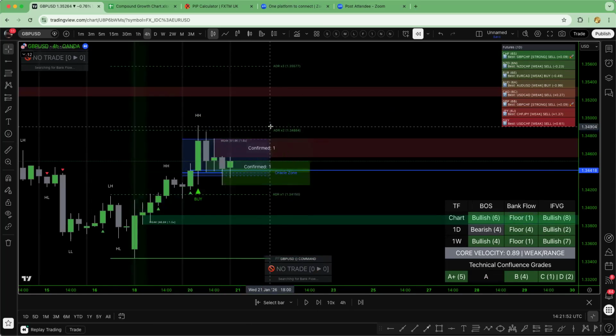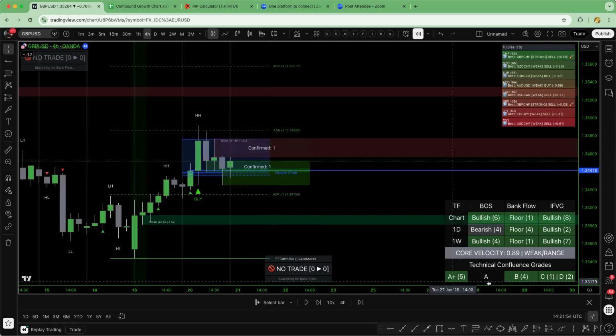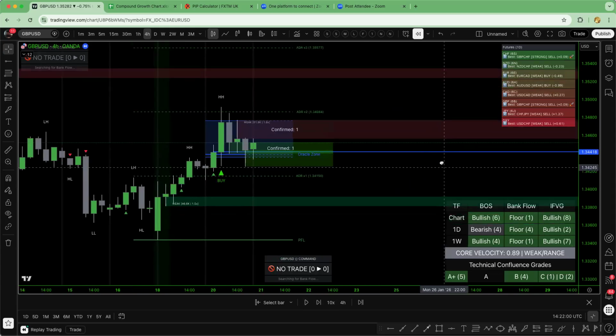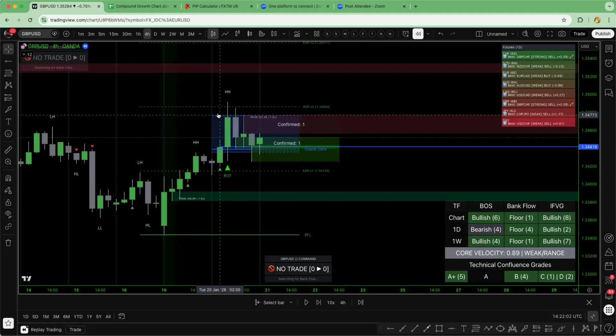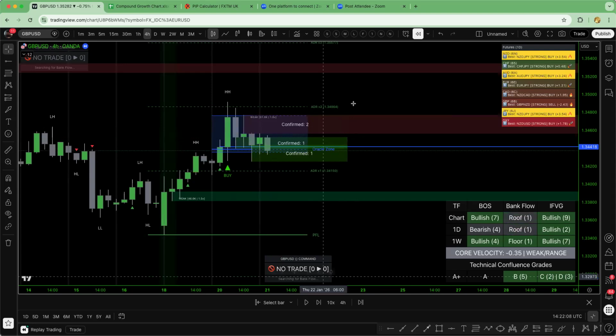But look, now we're starting to see that this market is getting more bullish. But we have to wait, because remember, we've got some levels. Unless price breaks above here, we're not going to see any buy trades, or even above this one. Look what happens. We don't see it yet.